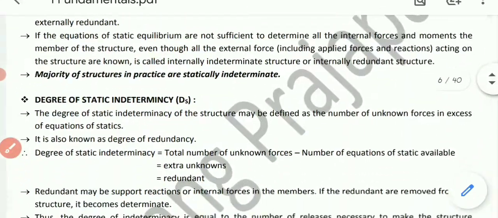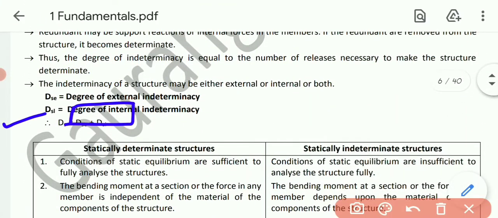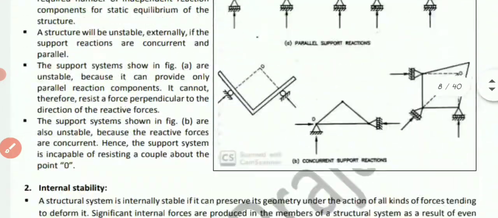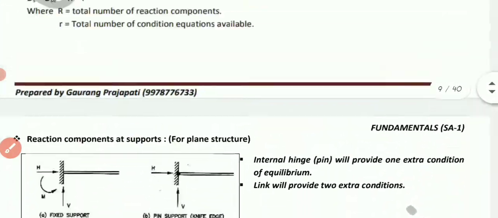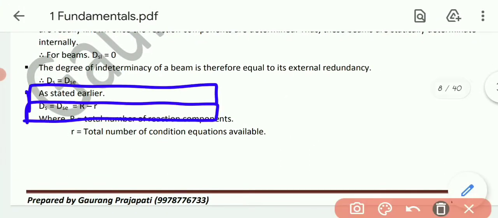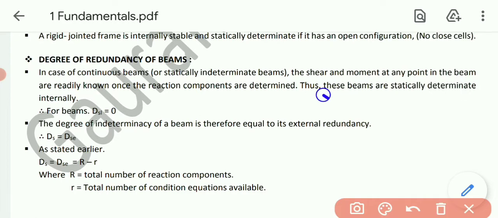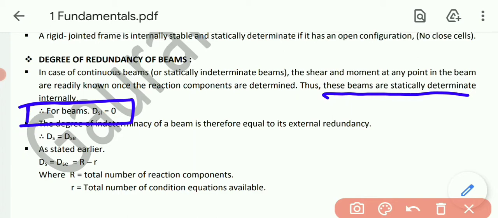We have seen this one in the previous video also. DSI means degree of internal indeterminacy, while DSE stands for degree of external indeterminacy. As these beams are statically determinate structures internally, ultimately the internal indeterminacy will be 0. So for beams DSI equals 0.